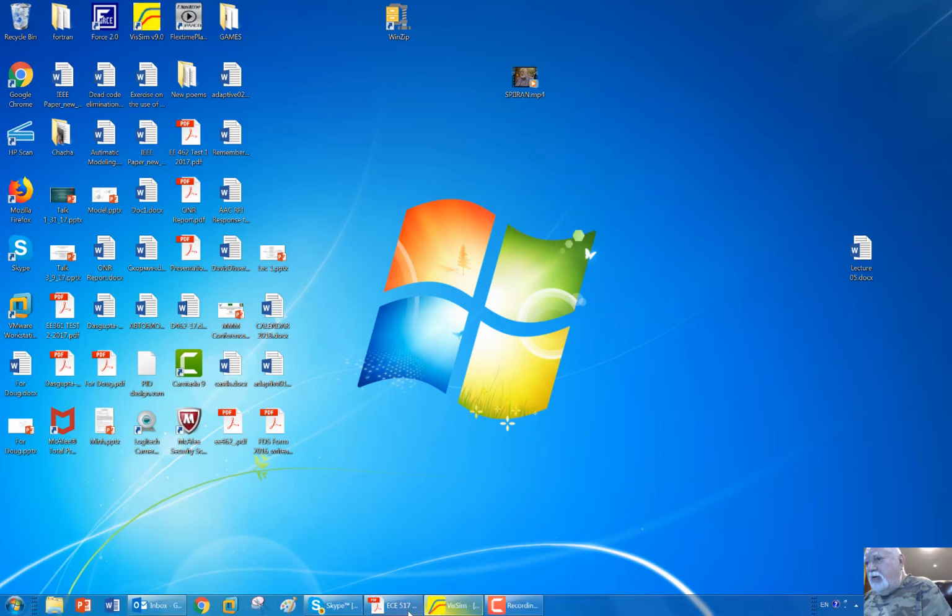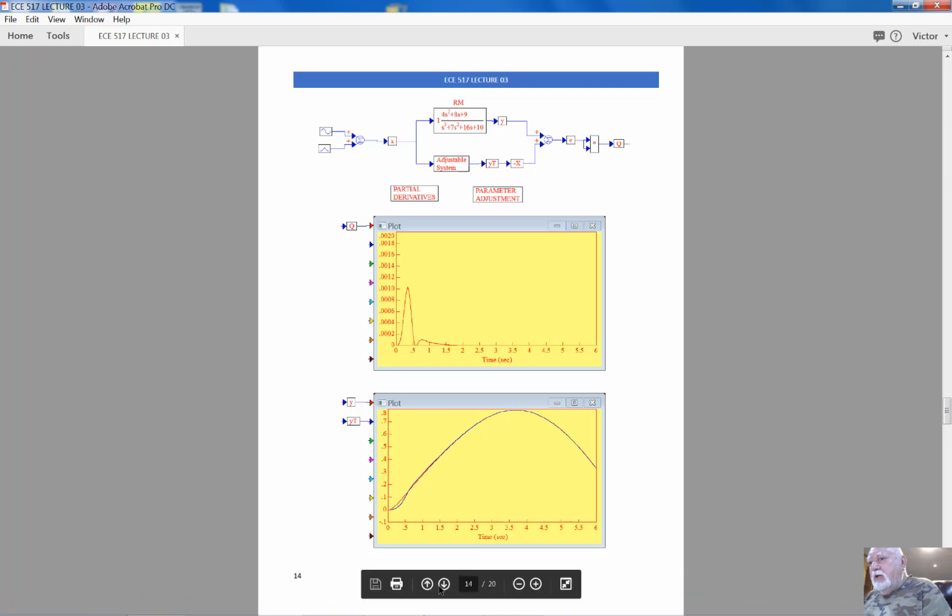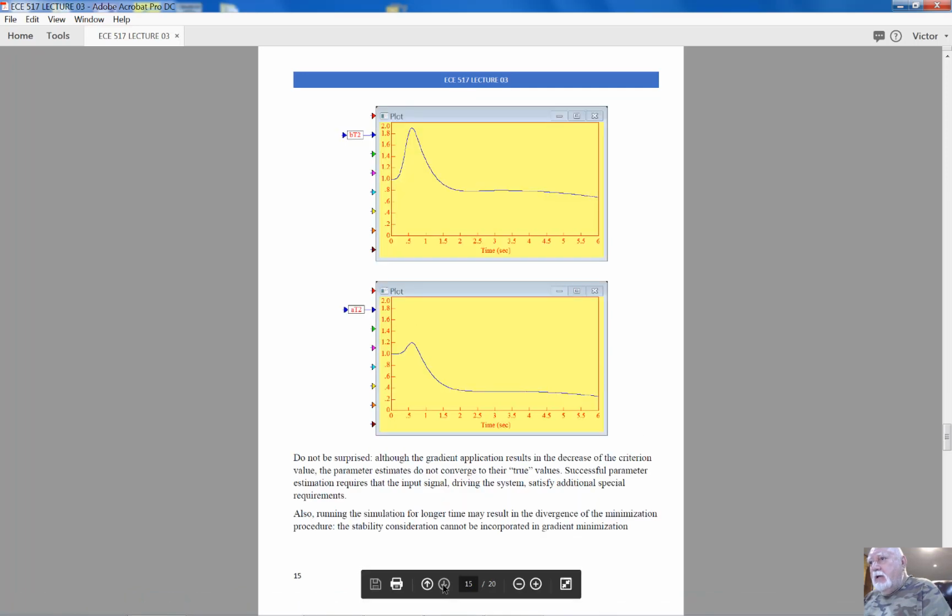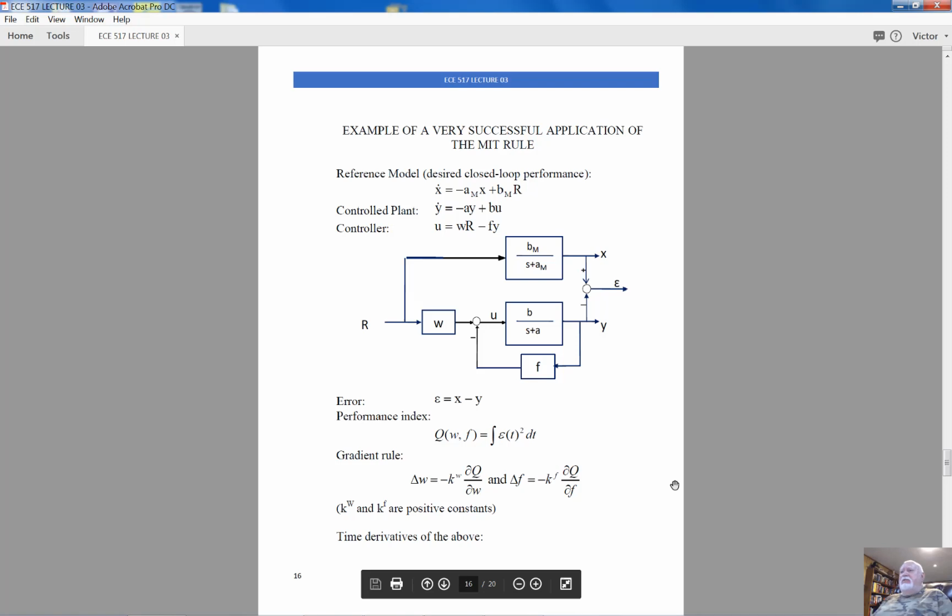What I will do now is I will consider with you an example of a very successful application of the MIT rule. Okay, local parametric optimization will be utilized.